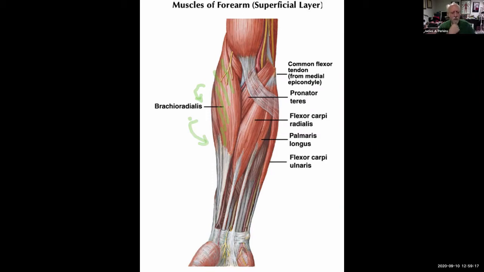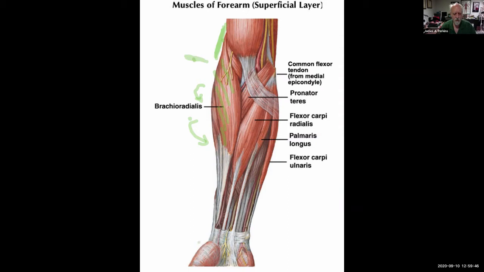So I'm going to talk about it now, even though technically it's a posterior compartment muscle, because you can really only see it here from the front of the forearm. The brachioradialis has its origin way up here on the humerus. It's originating from a ridge on the humerus known as the lateral supracondylar ridge, which we talked about in an earlier lecture. And it crosses the elbow joint up here.